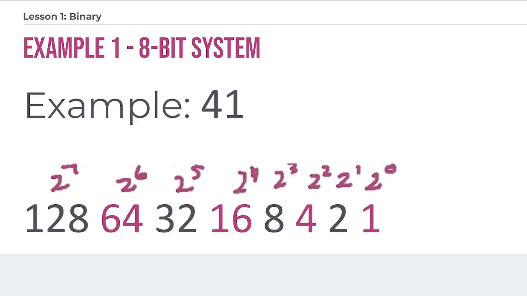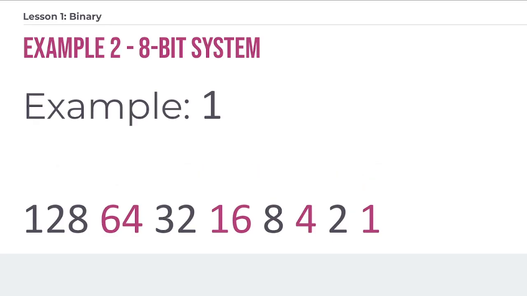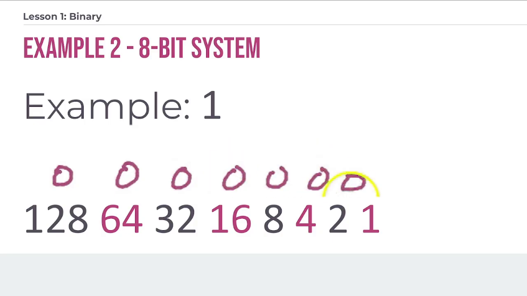Pretty cool, right? All right, a little bit of a simpler example. How would I show the number 1? Well, as you can probably guess, moving from the left to the right, how many groups of 128 can I take out of 1? None. How many groups of 64 can I take out? None. How many groups of 32? None. How many groups of 16? None. 8? None. 4? None. 2? None. But how many groups of 1 can I take out of 1? 1.